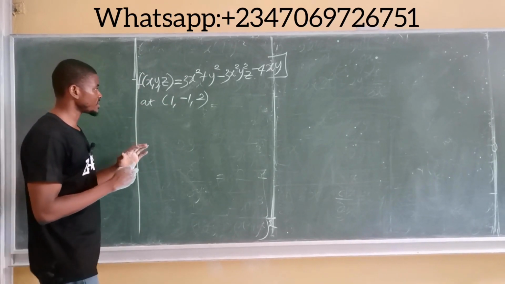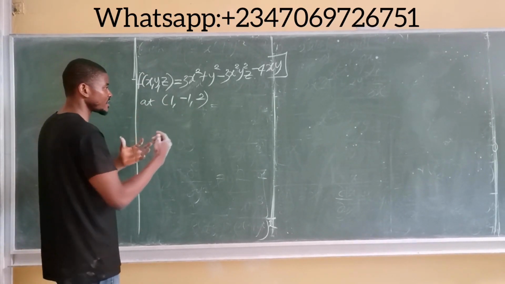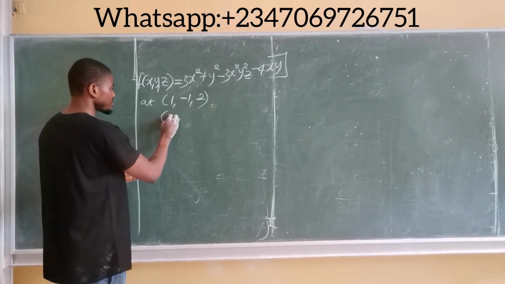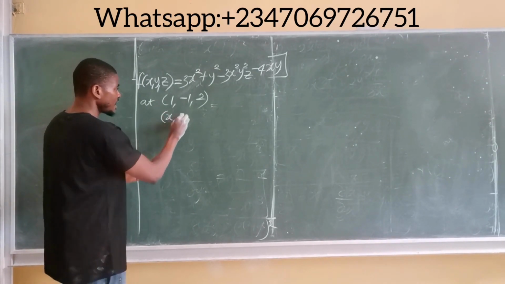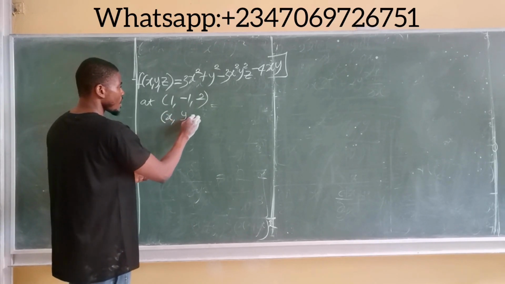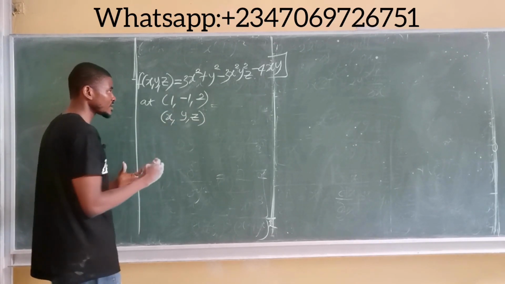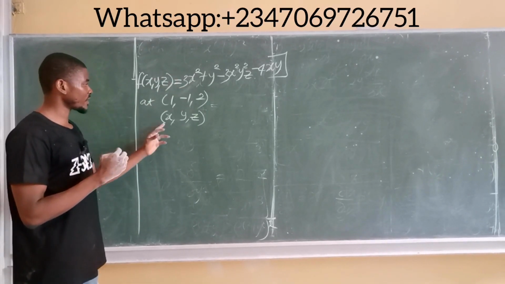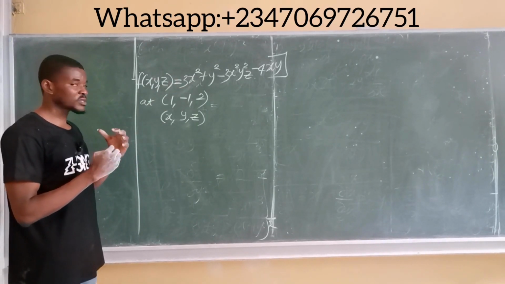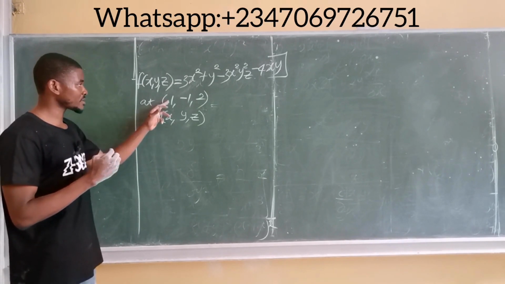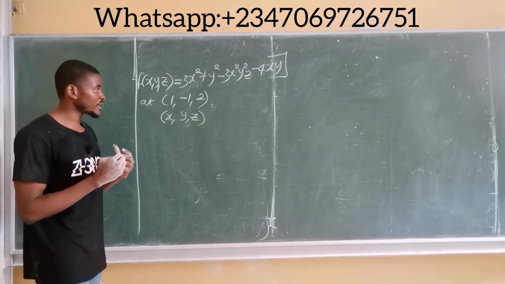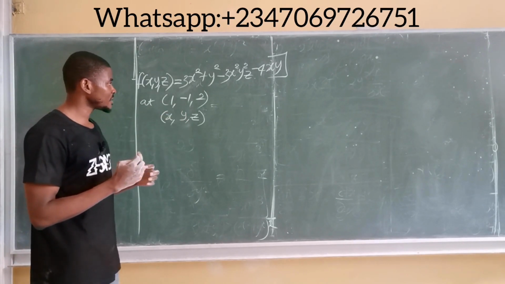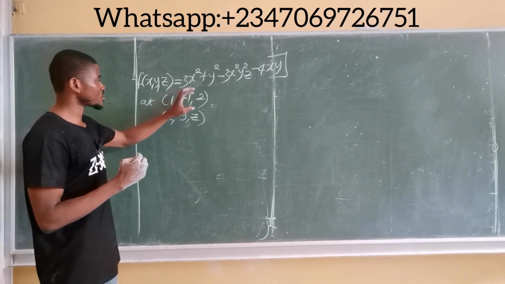Now, what this actually means is that this point signifies a point in space. Of course, a point in space simply means this stands for the value of x, this stands for the value of y, and this stands for the value of z. So in this equation, wherever I see x, I will simply replace it with 1. Wherever I see y, I will replace it with minus 1, and wherever I see z, I will replace it with 2.